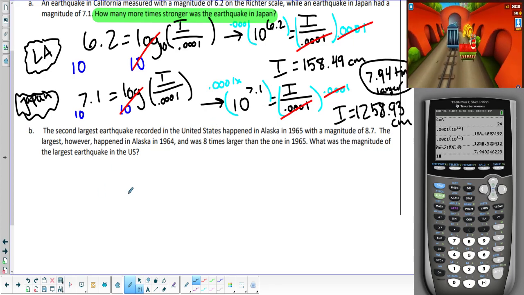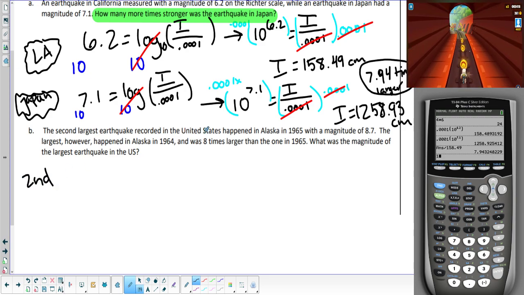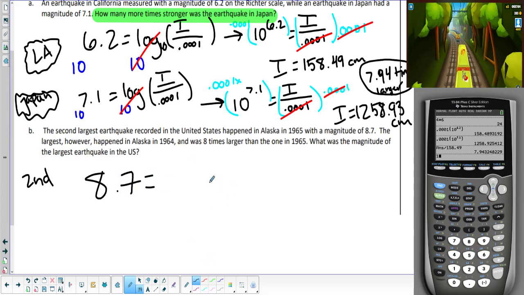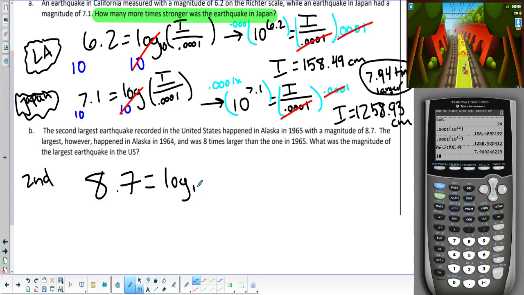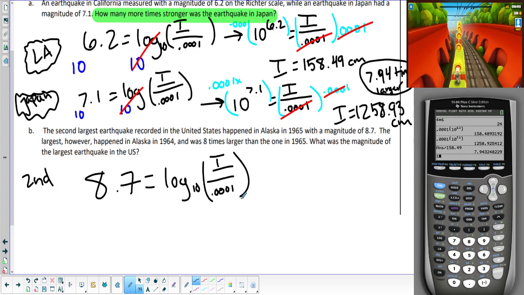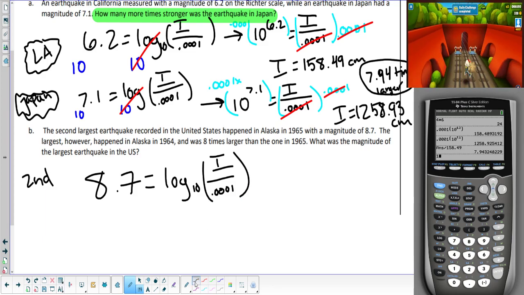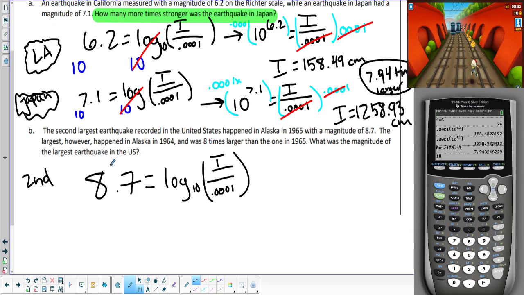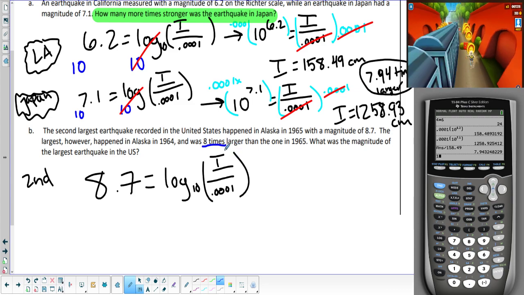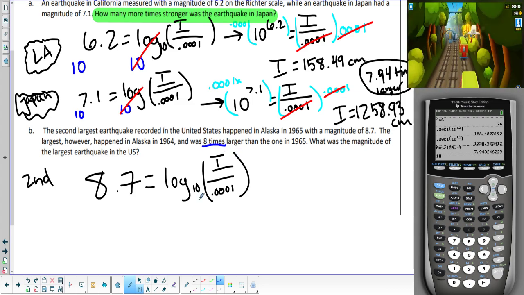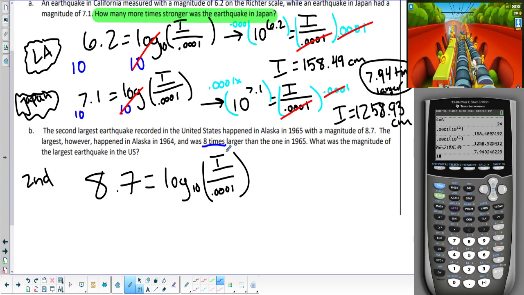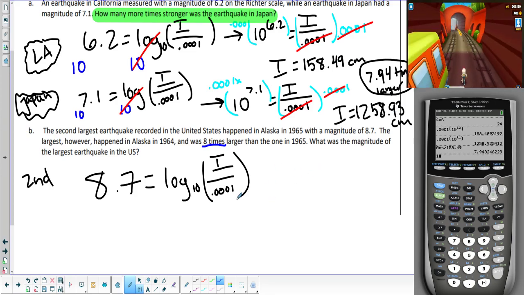So the second largest earthquake in the United States happened in Alaska in 1965. It had a magnitude of 8.7, which means that 8.7 is equal to log base 10 of I over 0.0001, okay? We want to find the intensity of this because the largest earthquake ever recorded was 8 times larger than this, and it happened the year previous, okay? So we need to find the magnitude of the largest earthquake of all time in the United States, 8 times larger than this one, okay? That's like this gap.